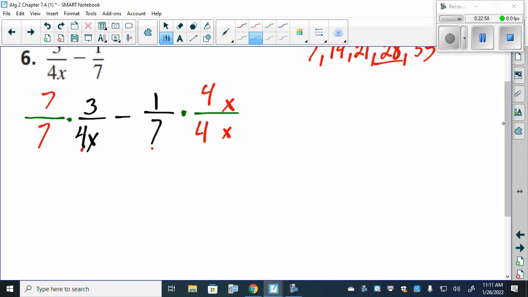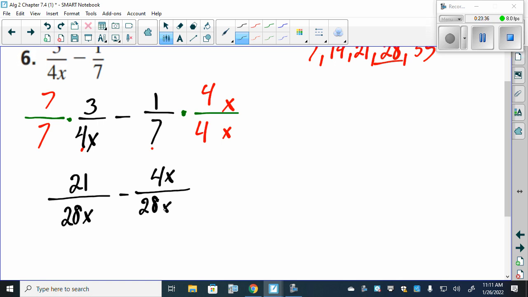Now, would it hurt to have a bigger number used? Well, no. It just means at the end, when we simplify, there's a greatest common factor we'll have to pull out of the top and bottom, and it's going to be whatever that scale is. So let's go on and multiply these together. 7 times 4x is? Well, 28x. Minus 4x times 1 is? 4x. And 7 times 4x is? 28x.